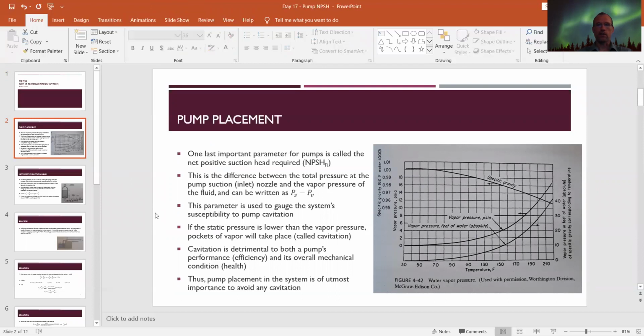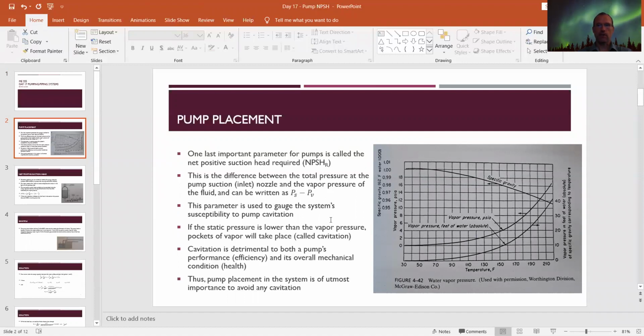So NPSH subscript R, net positive suction head. Basically the difference between the total pressure at the pump suction or the inlet nozzle and the vapor pressure of the fluid. So my pressure at the suction part, PS, minus the vapor pressure of the fluid, PV. This is important because it basically tells us when cavitation may be an issue.